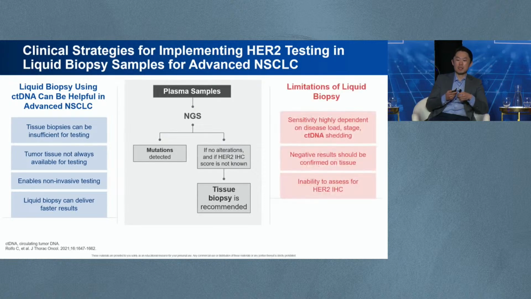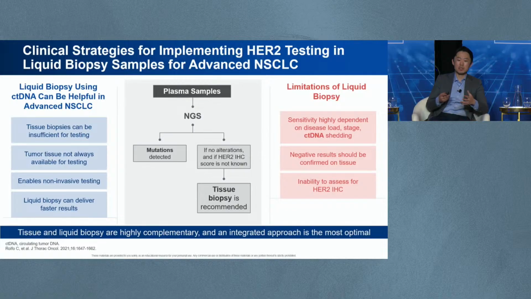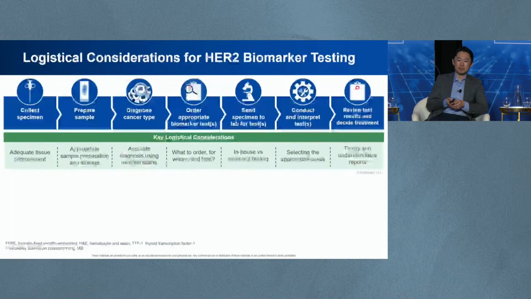And that's really because the sensitivity of liquid biopsy is highly dependent on the disease load, stage, and ctDNA shedding, even in patients with advanced non-small cell lung cancer. So what that means for us is that negative results cannot be really trusted, and we really need to confirm this on tissue. And of course, we cannot do IHC on liquid biopsy. We need a tissue sample for that. And so the take-home point here is that both tissue and liquid biopsies are really complementary. I think an integrated approach using both, leveraging the advantages of both methods, is really the most optimal.